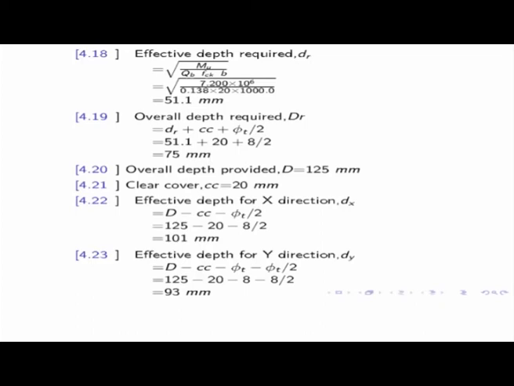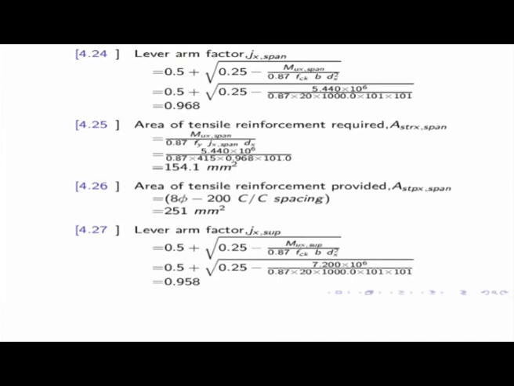So if we consider that, we have phi t minus phi t by 2, and another 8 millimeter I have to subtract, then only I shall get it. Please note that for MUX and MUY you do not have the same effective depth. For MUX you get more, whereas for MUY you get one bar diameter less. So in this case you get 101 millimeter, and the other one is 93 millimeter.